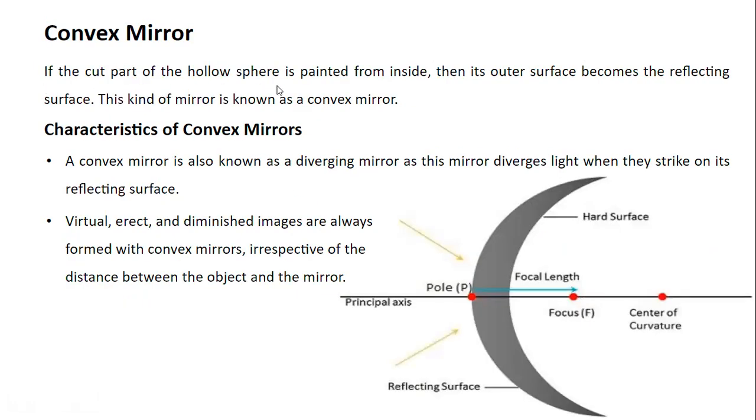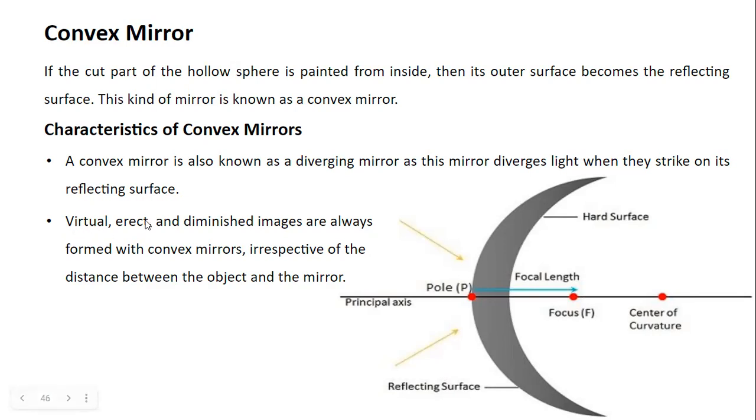If the cut part of the hollow sphere is painted from inside, then its outer surface becomes the reflecting surface. This kind of mirror is known as a convex mirror. Characteristics of a convex mirror: a convex mirror is also known as a diverging mirror because light is going to be diverged when it strikes the outer reflecting surface of this convex mirror. It is going to diverge in different directions.